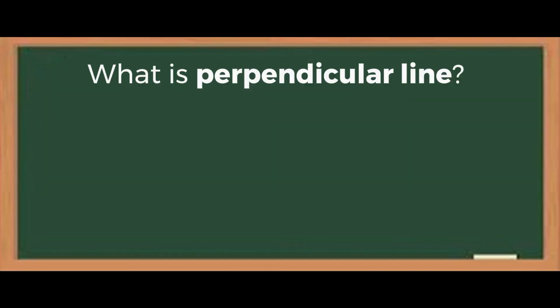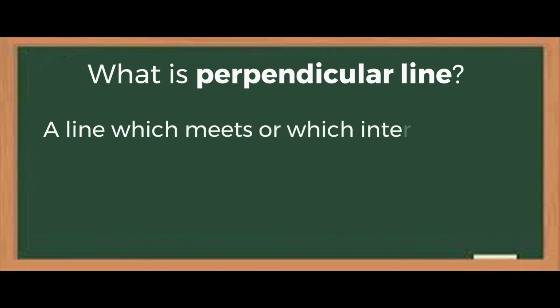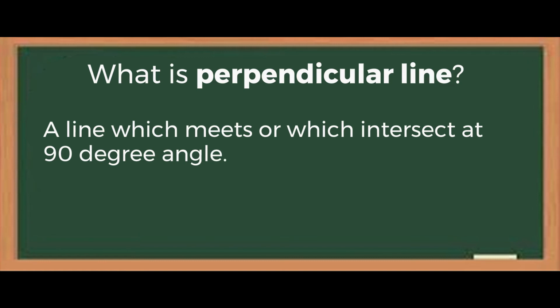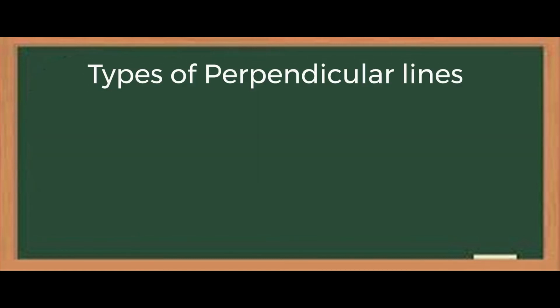Okay, finished. Till now, we have learned about quadrilaterals, non-quadrilaterals, and parallel lines. Now, we shall learn what a perpendicular line is. Okay, what is a perpendicular line? A line which meets or intersects at a 90-degree angle is called a perpendicular line.